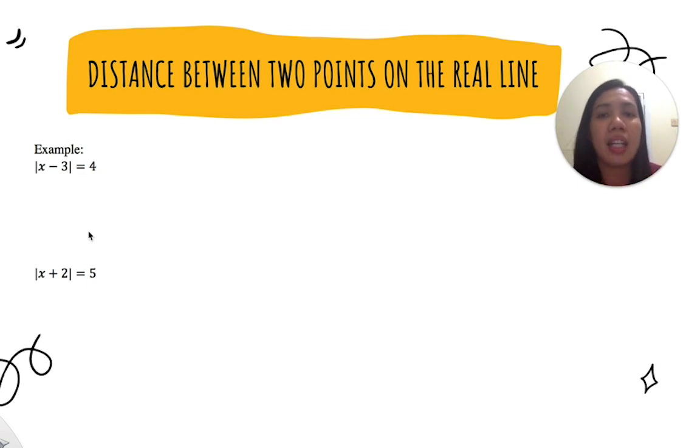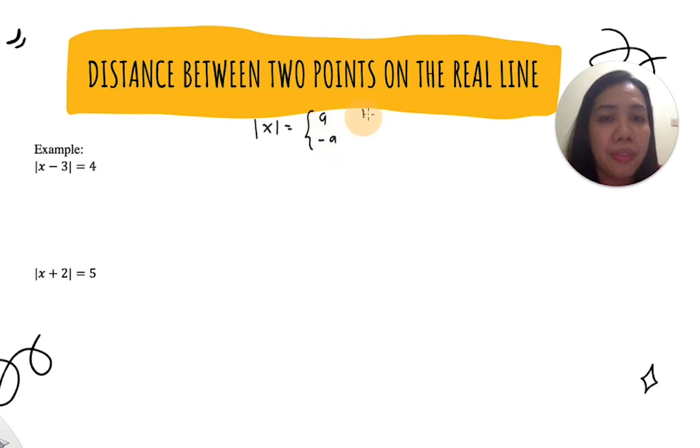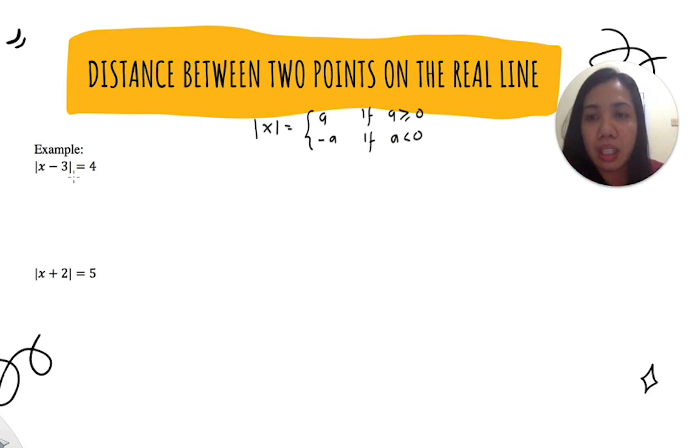Okay, we're gonna apply the formal definition of absolute value. Remember, what is the formal definition of absolute value? The absolute value of a has two possibilities: a, if a is more than or equal to 0, and minus a, if a is less than 0. So this is the definition that we're gonna use to solve this example.